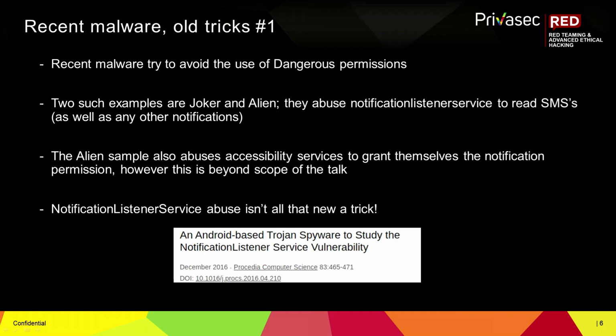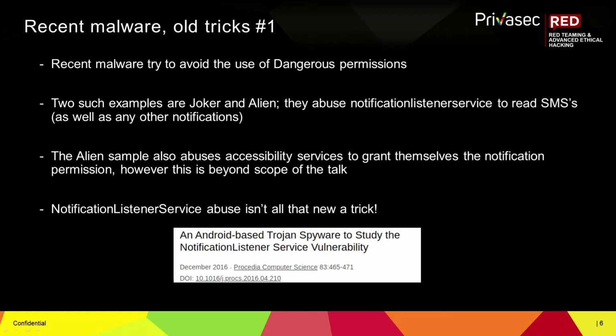Two recent examples of malware trying to avoid the use of dangerous permissions from this year are Joker and Alien, which both abuse the notification listener service in order to read SMSs, as well as any other notifications. We'll jump into the notification listener service further down the line. The Alien malware sample is also quite interesting from another perspective. It abuses the accessibility services within Android in order to grant itself the notification listener service permission.